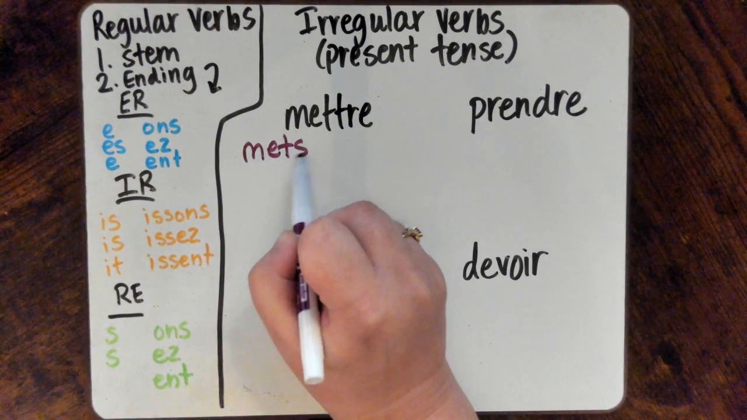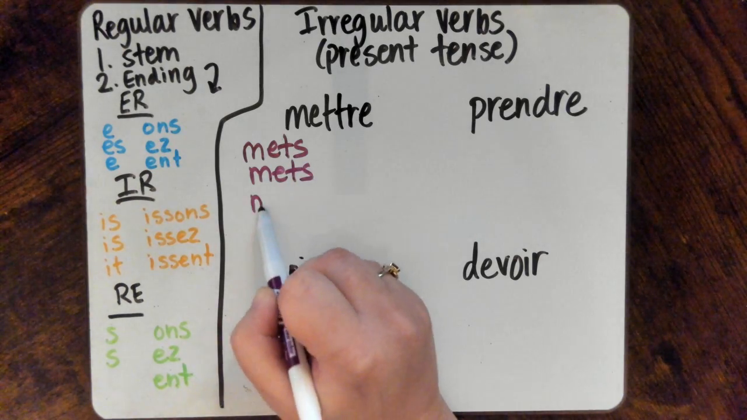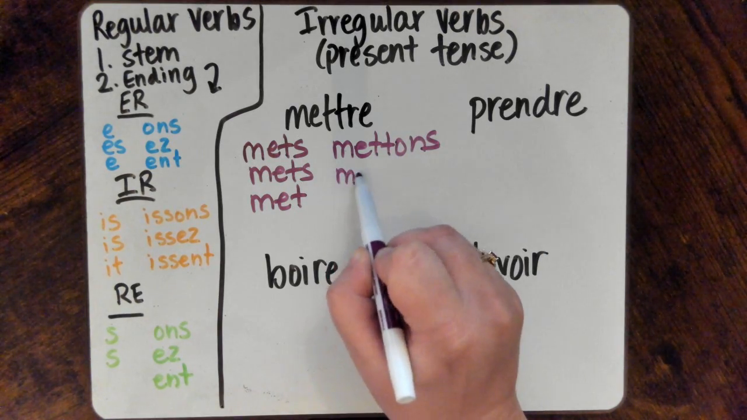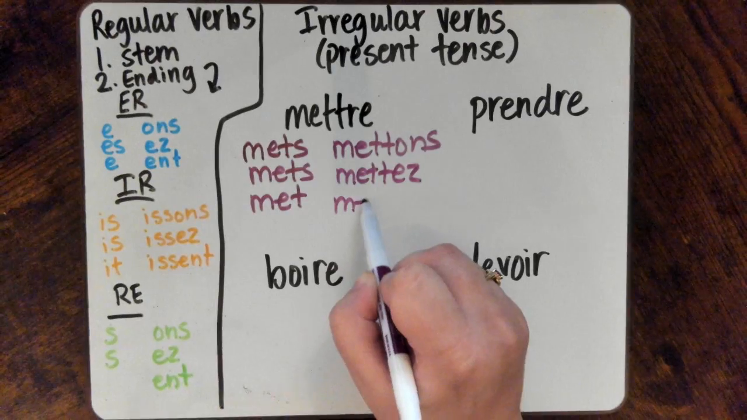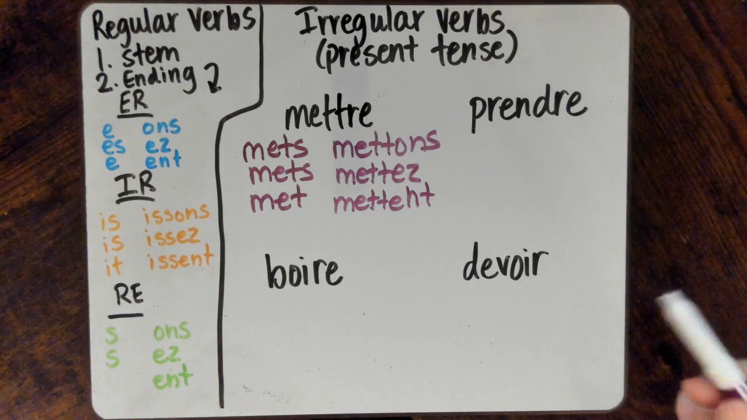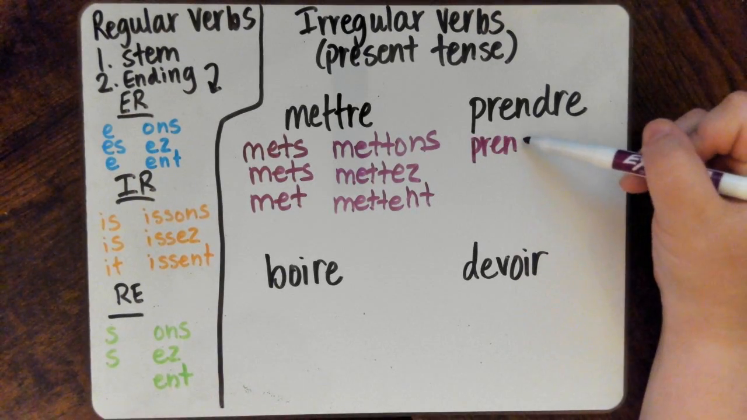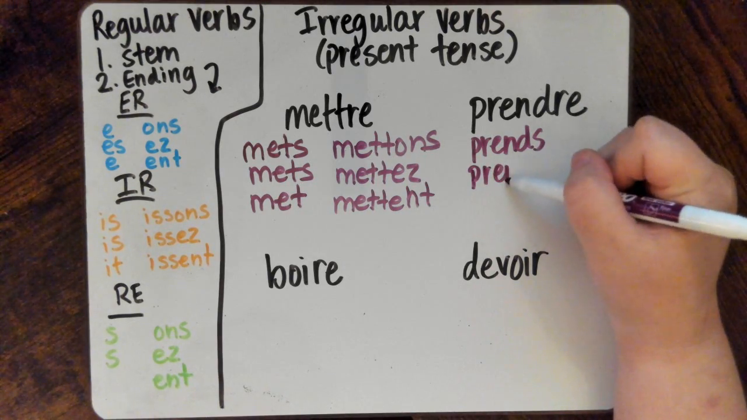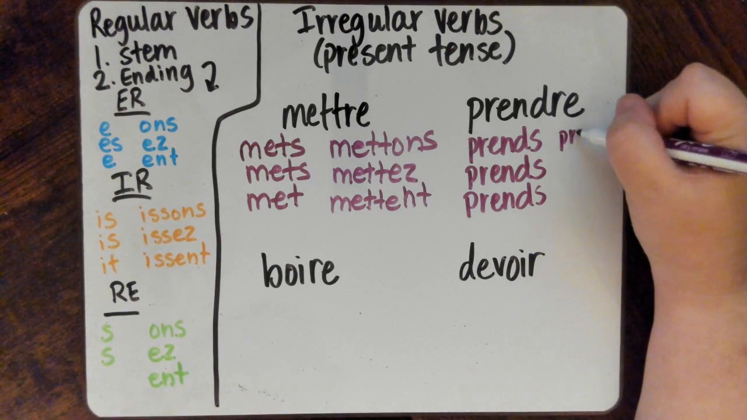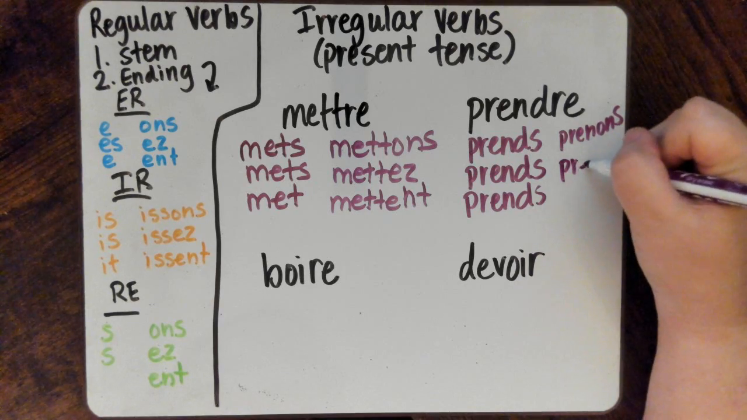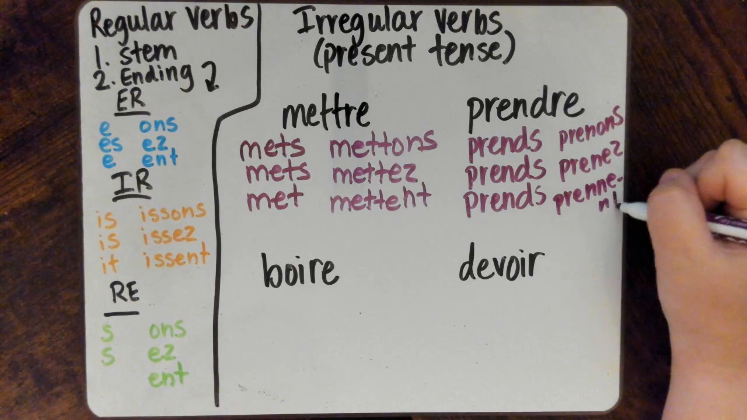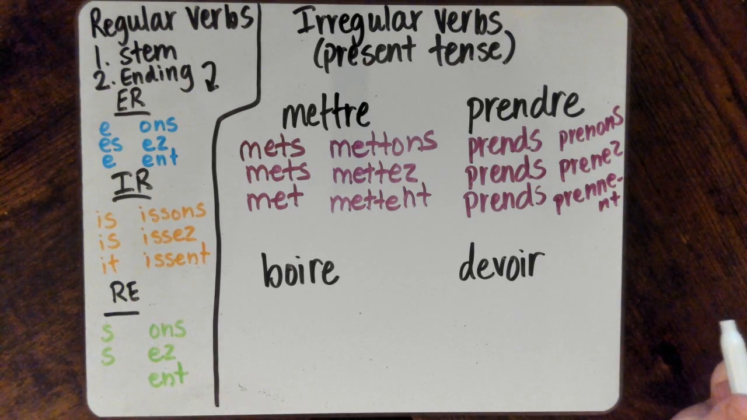So we have mets, mets, met, mettons, mettez, mettent. Oops, this is an N. Prendre. We have prends, prends, prend, prenons, prenez. I'm going to run out of space. It's P-R-E-N-N-E-N-T.